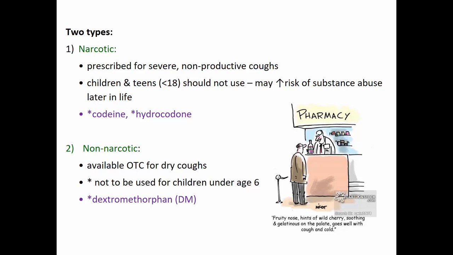The most common type of antitussive drug that you'll find in the pharmacy are non-narcotics, and they also should not be used for children under the age of 6. And the most common one, and I would like you to remember this drug, is called dextromethorphan, or DM. If you look on the box, it'll say Benylin DM or Robitussin DM. The DM stands for dextromethorphan, and that is the active ingredient. It also works directly in the medulla.